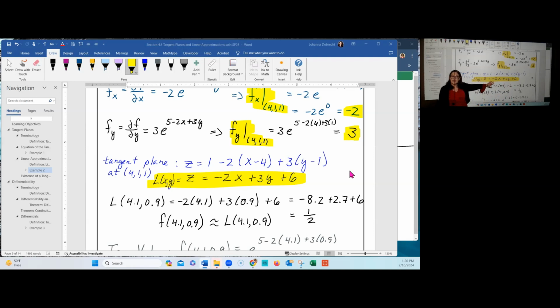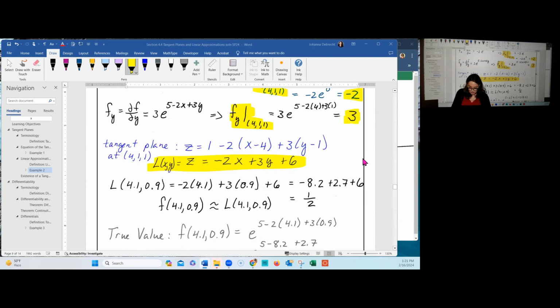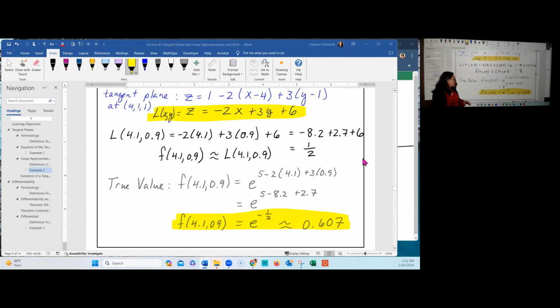We want to use the tangent plane to approximate the value on the surface when x is 4.1 and y is 0.9. Substituting those values into the tangent plane equation, we end up with a value of 1/2. 1/2 is the linear approximation for the surface, the function at that point. This is an approximation for the true value on the surface itself. If we calculate the true value on the surface itself, we find that it comes out to be e to the -1/2 power.